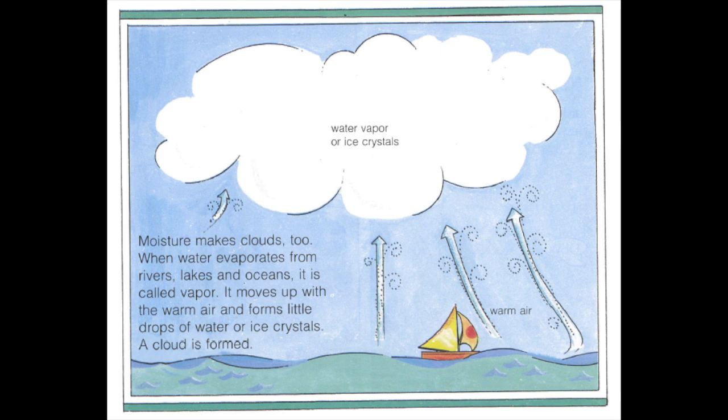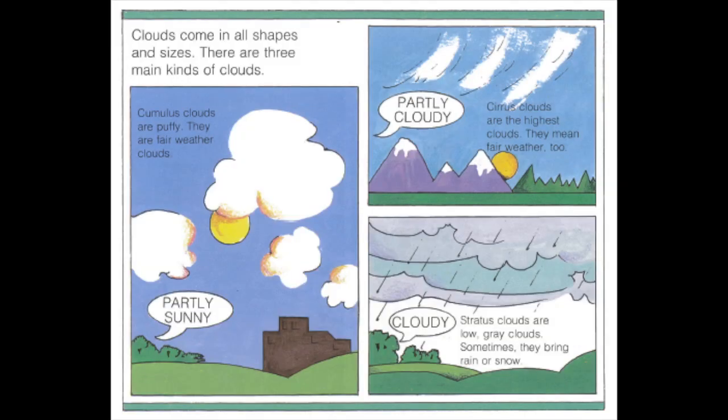Moisture makes clouds too. When water evaporates from rivers, lakes, and oceans, it is called vapor. It moves up with the warm air and forms little drops of water or ice crystals. A cloud is formed. Clouds come in all shapes and sizes. There are three main kinds of clouds.